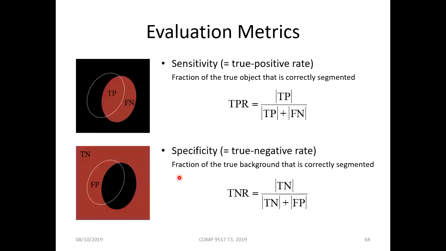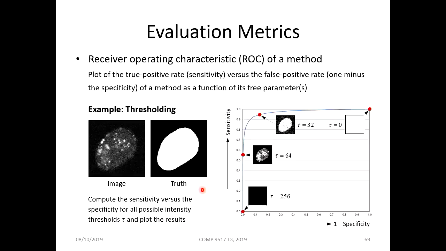For example, sensitivity. Sensitivity and specificity are the most popular ones. Sensitivity is the true positive rate, so that tells you the number of true positives divided by true positives plus false negatives. So that is actually the fraction of the true object that is correctly segmented. And the specificity is the true negative rate. So that does the same, but for the background. So it's true negatives divided by true negatives plus false positives. So that's the fraction of the true background that is correctly segmented. And these measures are used a lot to quantify the performance of segmentation methods.